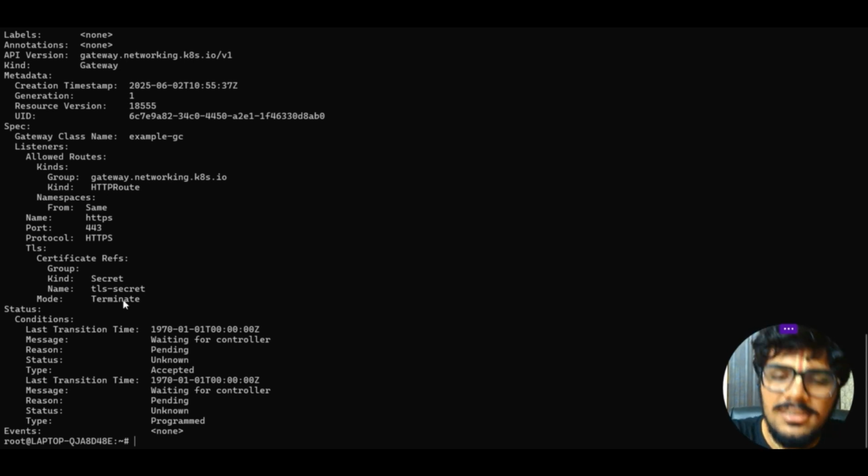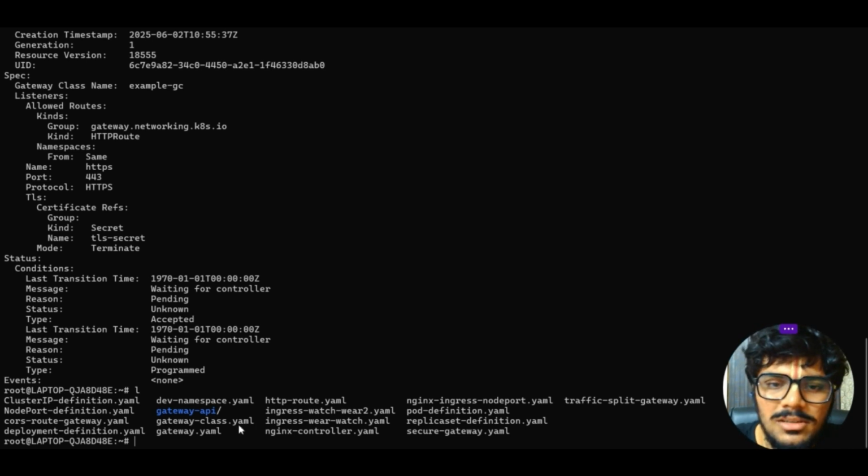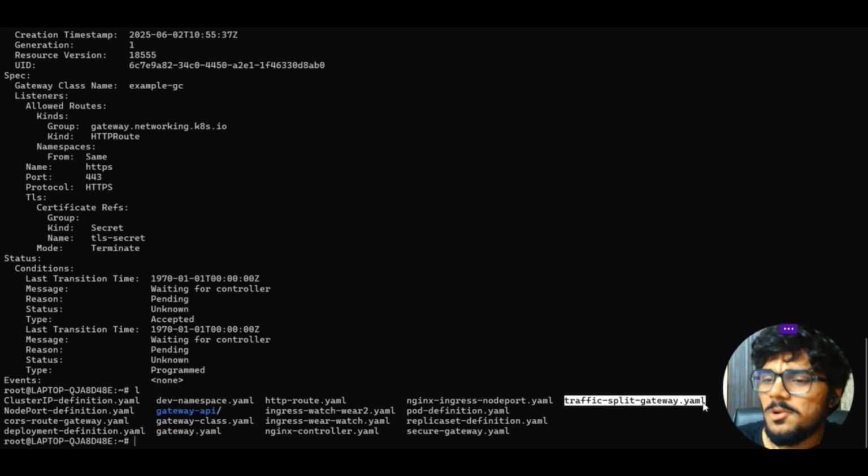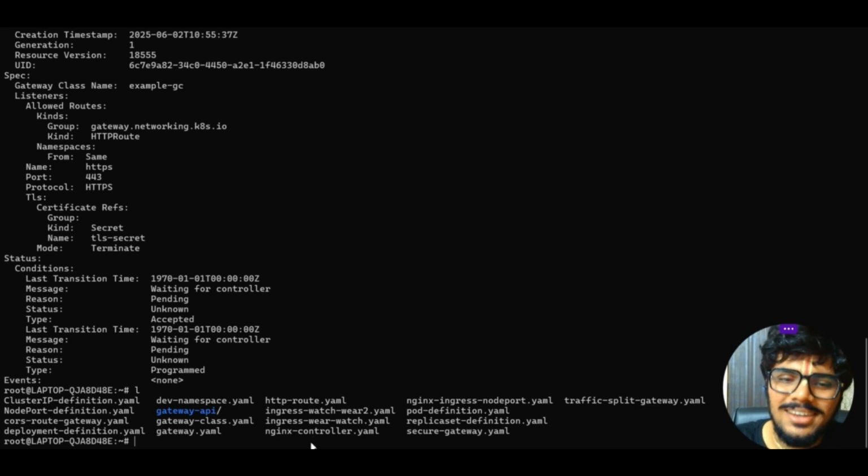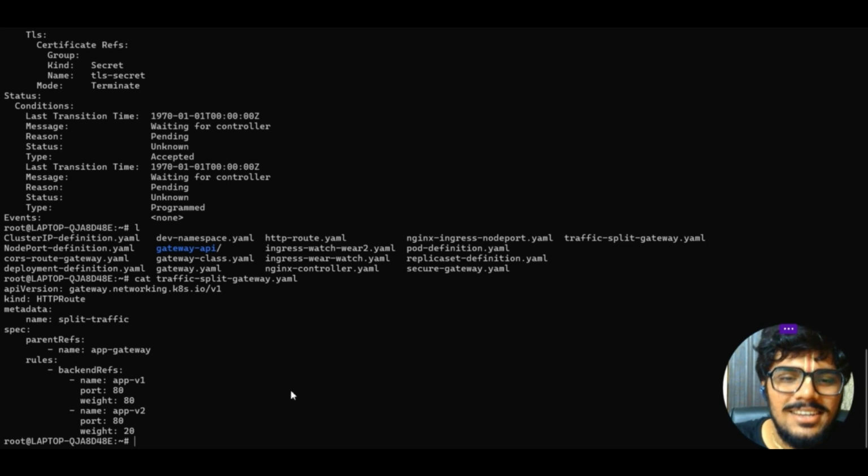All right. We had various different files as well that we built over the gateway. I think, yes, let's see the traffic split gateway. We talked about canary deployment, so we'll be looking into the canary deployment as well. Now, let's look at the configuration file itself. Right. So this is the configuration file for the traffic split of gateways. And the API version is gateway.networking.kubernetes.io/v1, as I said earlier.